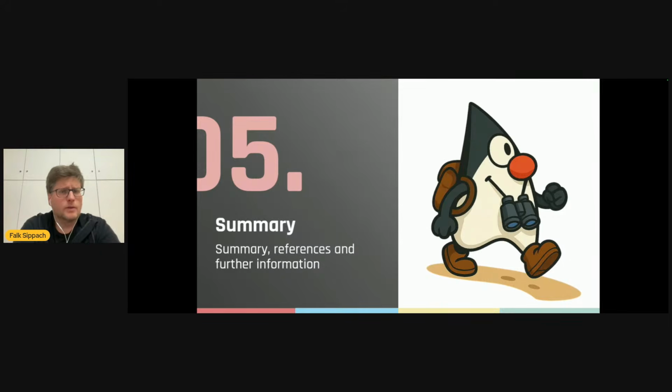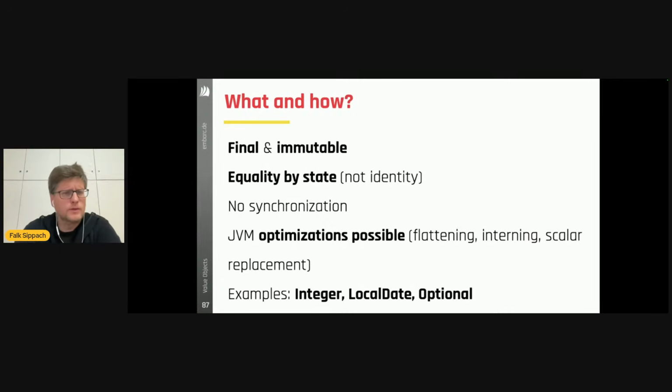So that's it. We come to an end, and I hope you got a good idea of how value objects will look like, what the consequences are, what the advantages are, and what it is about. We have final immutable data types. They are compared by their state, not by their identity. There is no synchronization, and the JVM can optimize, flatten, intern, and do scalar replacement.